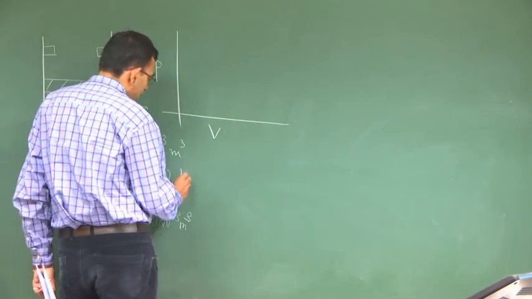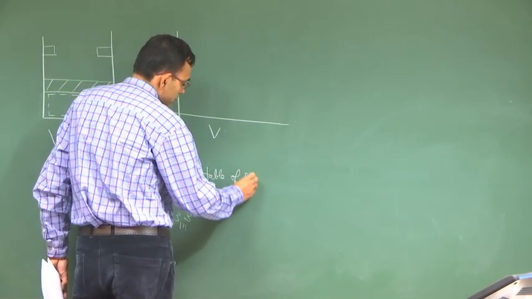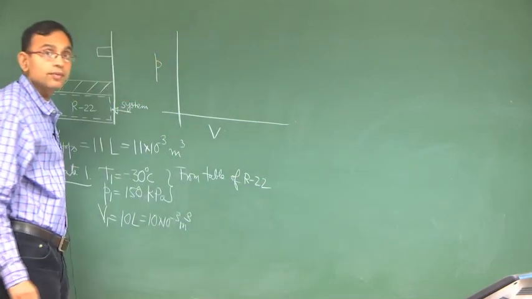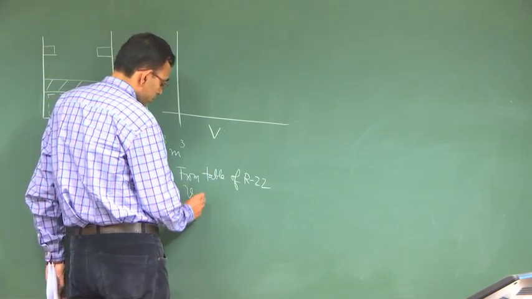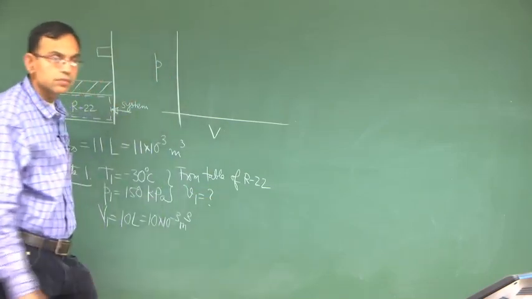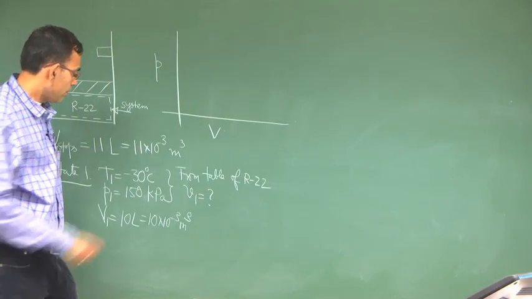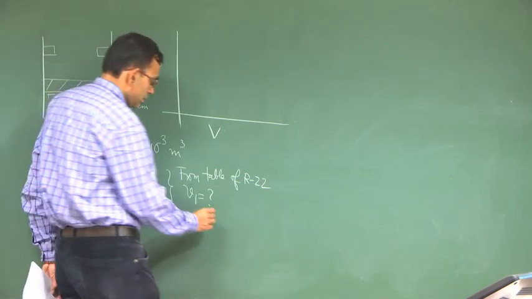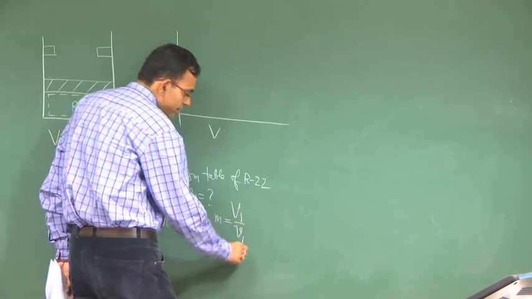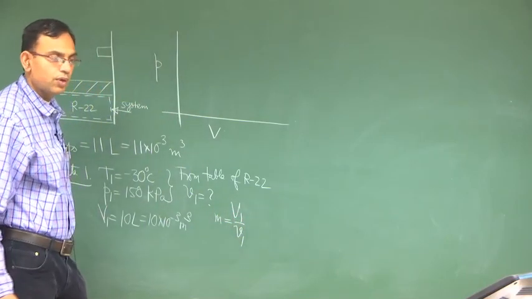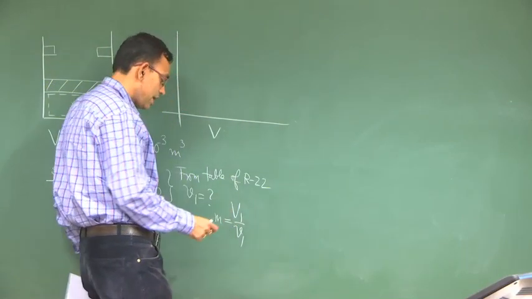So, from the table of R22 you can find out what is v1 from T1 and P1, and then the mass, which does not change from state 1 to state 2, is simply V1 by small v1. This is total volume divided by volume per unit mass. So, that is the mass of the system.